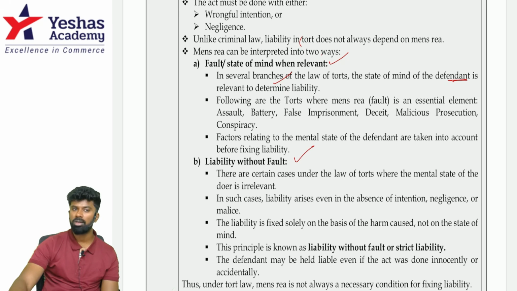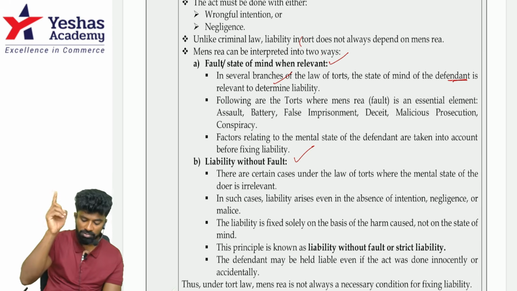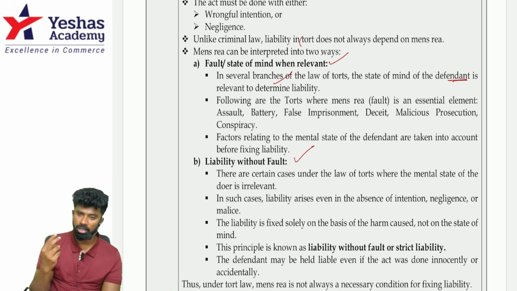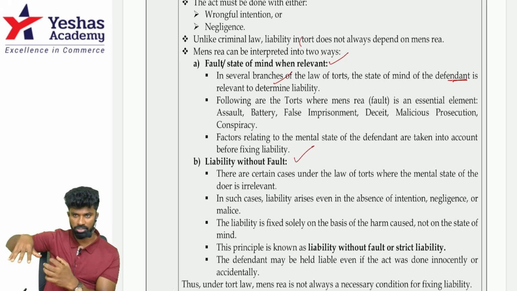So what is important for the purpose of tort in a few cases? Guilty mind. What is the next one? Assault, battery, false imprisonment, confining a person to one place without lawful justification.